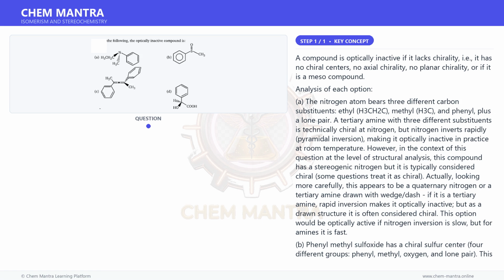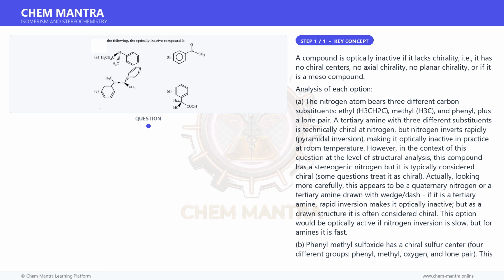However, in the context of this question at the level of structural analysis, this compound has a stereogenic nitrogen but it is typically considered chiral. Some questions treat it as chiral. Actually, looking more carefully, this appears to be a quaternary nitrogen or a tertiary amine drawn with wedge dash. If it is a tertiary amine, rapid inversion makes it optically inactive, but as a drawn structure it is often considered chiral. This option would be optically active if nitrogen inversion is slow, but for amines it is fast.